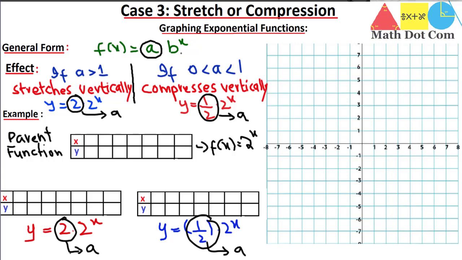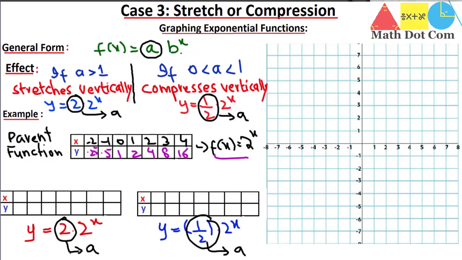So first of all, for the parent function, we will take random values of x as -2, -1, 0, 1, 2, 3, 4, and the corresponding value of y on the basis of this function, that is 2 raised to power x, will be 0.25, then 0.5, then 1, then 2, 4, 8 and 16 and so on.